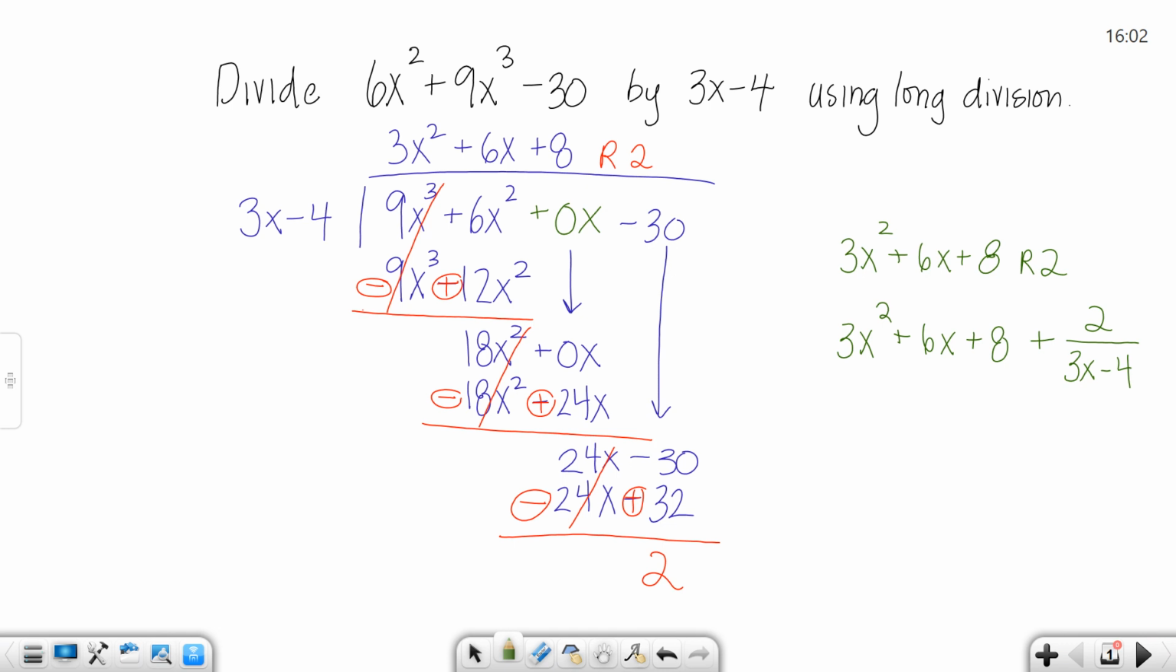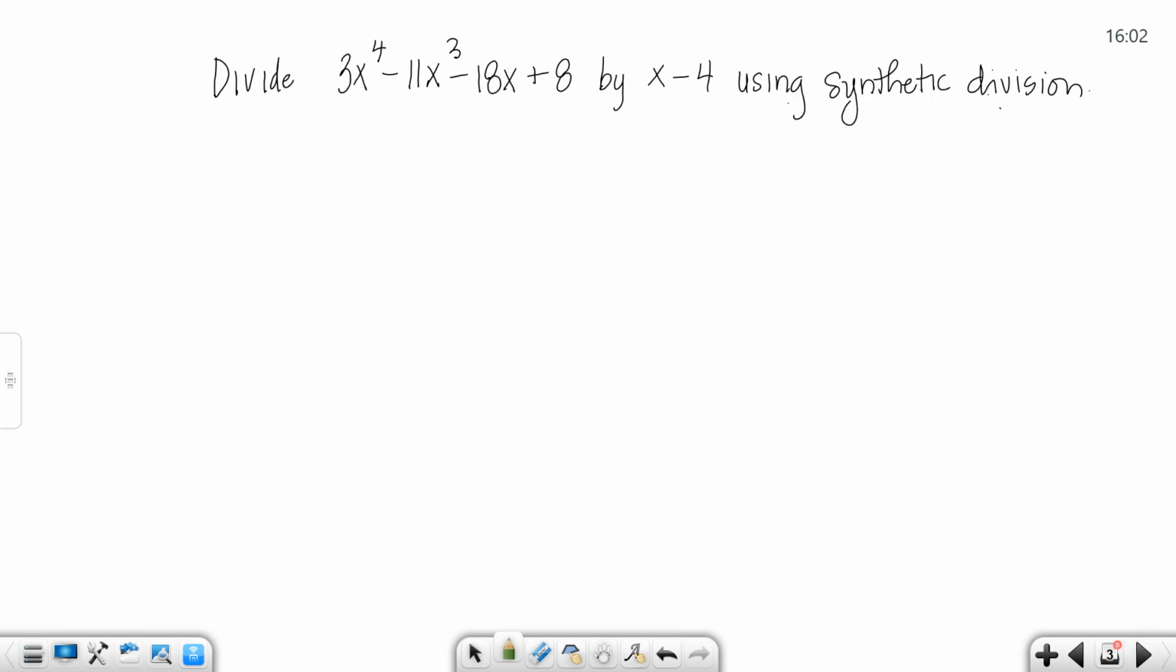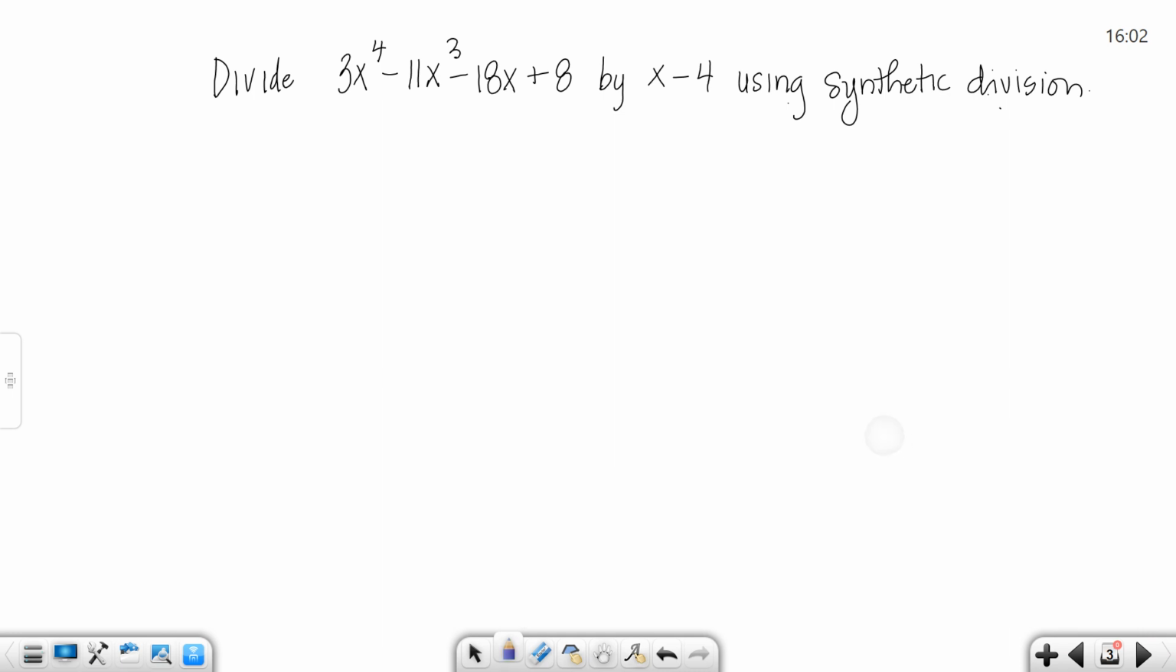The second type that you have is synthetic division. Here are your rules for synthetic division. Of course, you can print those out as well. You can only use synthetic division if the divisor is of a certain form. It needs to be a plain x, meaning an x to the 1, and a constant on the end.